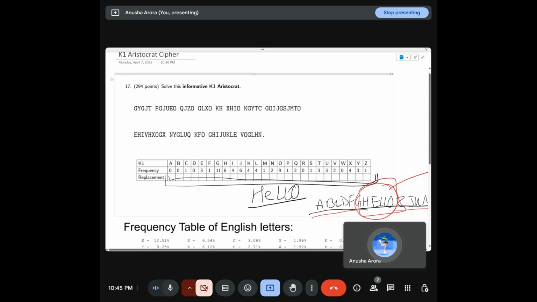And so if we take a look, we see, solve this informative K1 aristocrat. And so the first thing that you might notice, actually there are not a lot of hints here, but if I were to take an intuitive guess, I only see one 3-letter word, and that is KFO. And the most common 3-letter word happens to be the. So there's a high chance that KFO stands for the. So for now, since we don't really have any other option, let's put KFO as the.